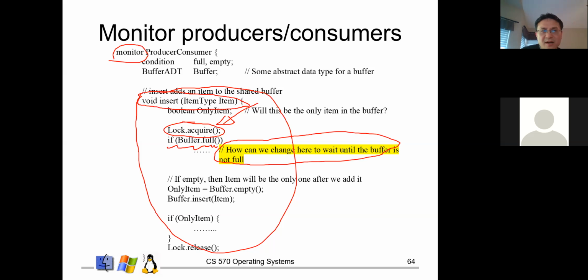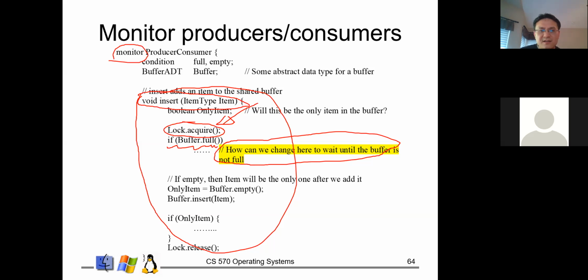what's going to happen? This process or thread has the lock, right? So essentially, you don't want to put this thread or process to sleep while it is still holding the lock. If you put the thread to sleep with the lock, then other threads cannot access this critical section anymore because that lock is still being held by this thread.